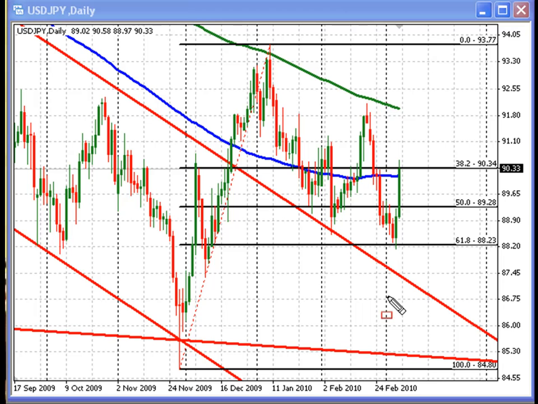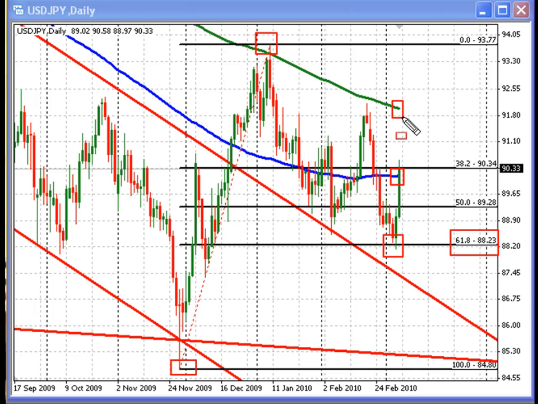Note this week, what did we do? We went down and tested the 61.8% retracement at 88.23. This is of the move from this low in November to the high in January. So in a nutshell, for the dollar versus yen, if we're able to stay above this blue line, above the 100-day moving average, we should see further moves to the upside.